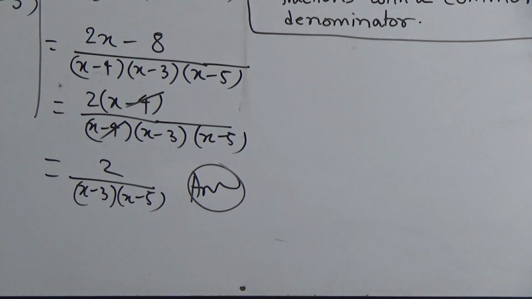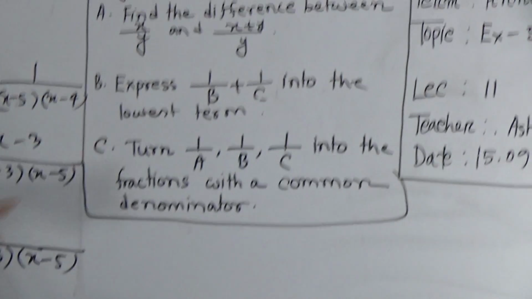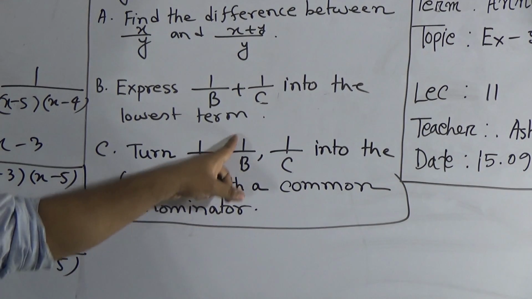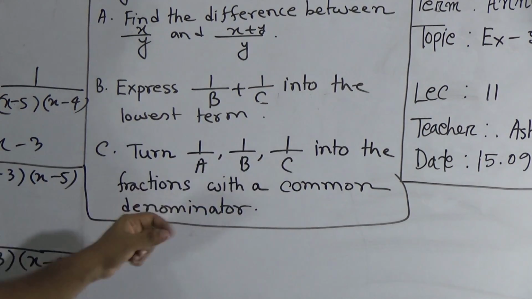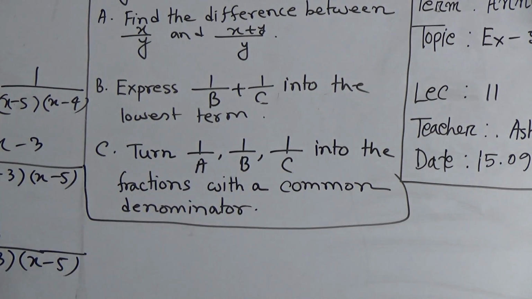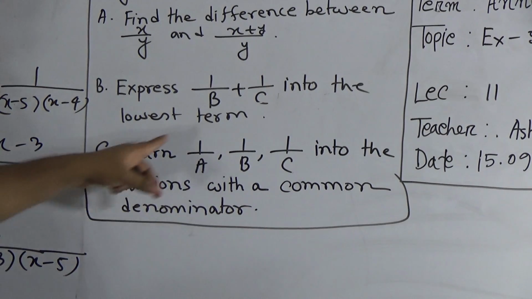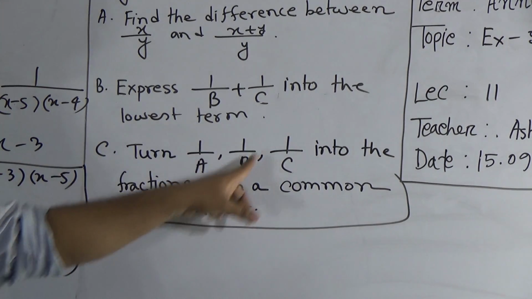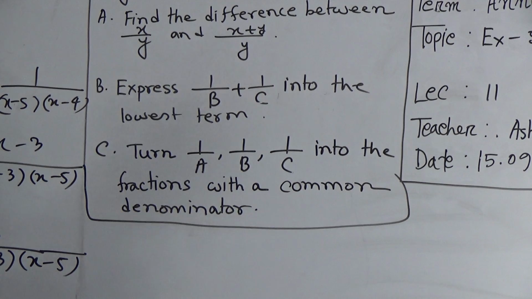Right? Next we shall solve question number C. Turn 1 by a, 1 by b, 1 by c into the fractions with a common denominator. That means when we convert the fractions into common denominator, that denominator will be same. That means this denominator same, this denominator same and these denominators are same. I hope you have understood. Now my dear student, we need to solve. Notice 1 by a, 1 by b, 1 by c. That means a, b and c.